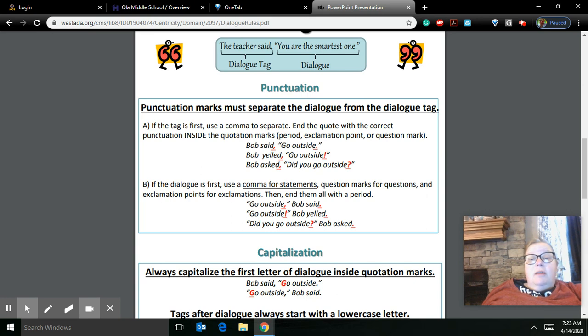"Go outside." "Did you go outside?" Look at where the quotation marks are, and look in the red at the punctuation. Your punctuation goes inside the quotation mark. Bob said, comma, quotation mark, go outside, period, end quotation mark. Or, quotation mark, go outside, comma, quotation mark, Bob said, period.